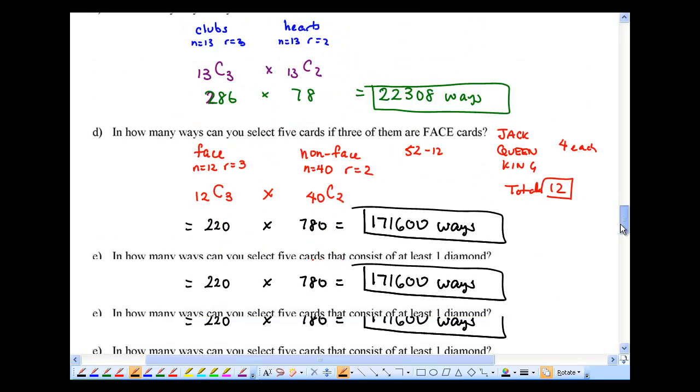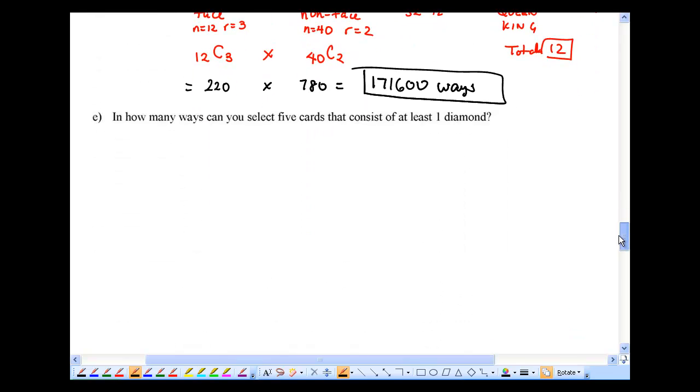Alright, one more from this example. How many ways can you select 5 cards that consist of at least 1 diamond? Okay. Oh boy. At least 1 diamond. That means there's 1 diamond, or 2 diamonds, or 3 diamonds, or 4, or 5. Whew. I guess we just have to do all of them then.